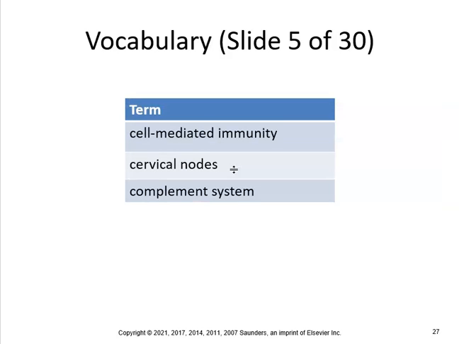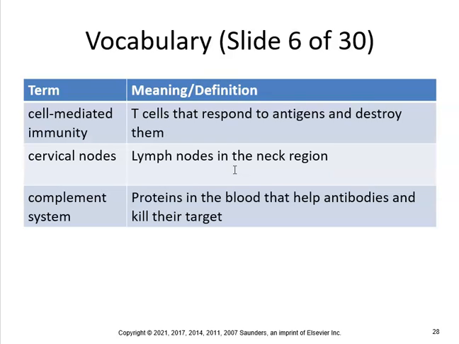What's cell-mediated immunity? Cervical nodes, complement system. Cell-mediated immunity is T cells that respond to antigens and destroy them. Cervical nodes are lymph nodes in the neck region. That's why when you go to the doctor, he'll feel right around your neck and see if your cervical nodes are tender. If they're tender, it could mean that you have some kind of infection, because your lymphatic system is bringing all that into the lymph nodes so it can fight it off. So that's what they're checking.